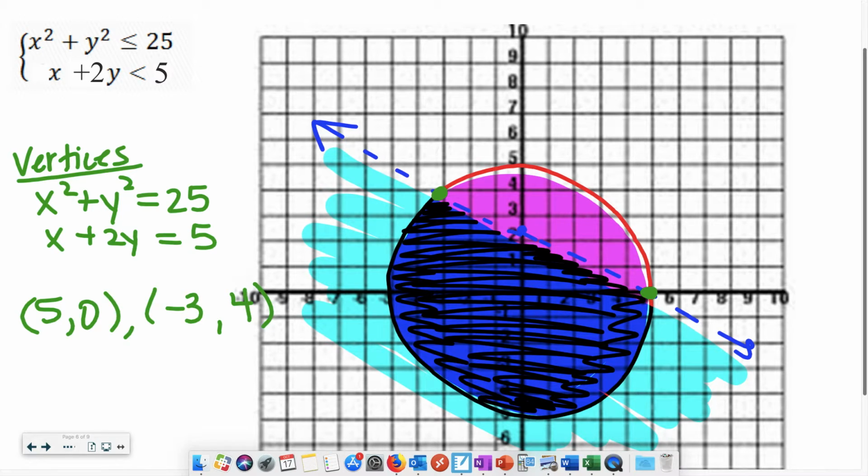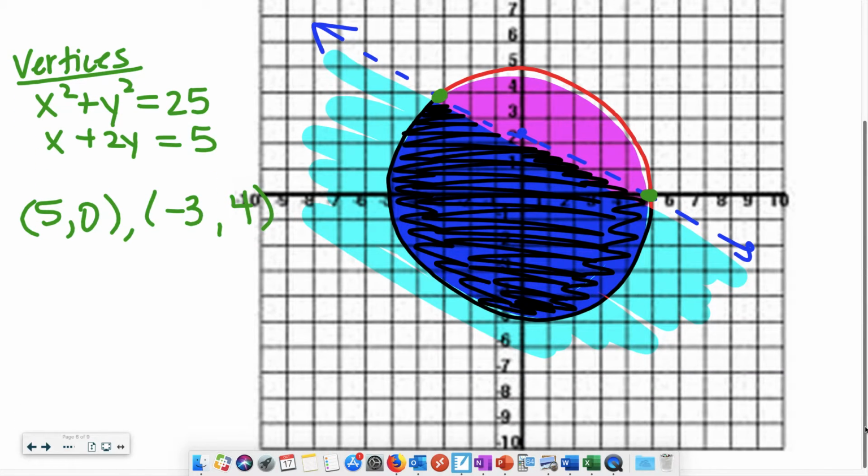(-3, 4). Well, what's negative 3 squared plus 4 squared? 9 plus 16 is 25. Negative 3 plus 2 times 4, so that's negative 3 plus 8 equals 5. That does work. Now, maybe your graph is really crummy because your circle was not perfect. Could it happen? It could happen. How would we do the algebra if you couldn't tell from your graph what it was?